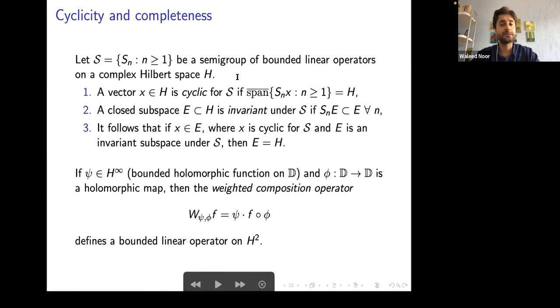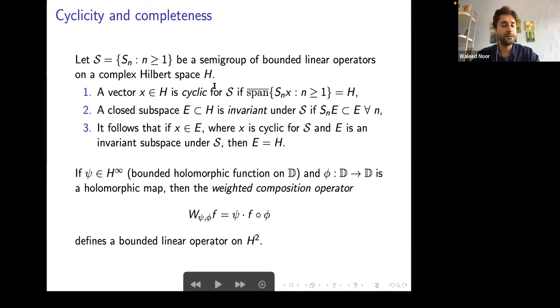So let S be a semigroup of bounded linear operators on a complex Hilbert space. We will say that a vector X is cyclic for the semigroup if the closure of the span of Snx is the whole space. In other words, the closure of the orbit of X under the semigroup is the whole space. The orbit of X generates the whole space under the semigroup. We call it cyclic. And of course, a closed subspace is invariant under the semigroup if it is an invariant subspace under each one of the operators in the semigroup.